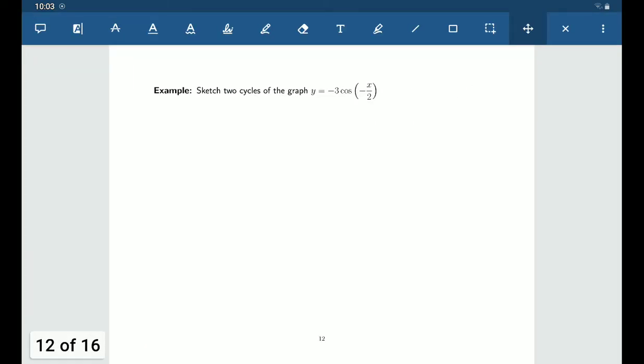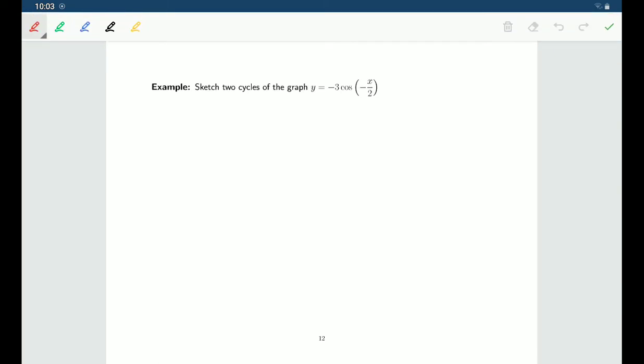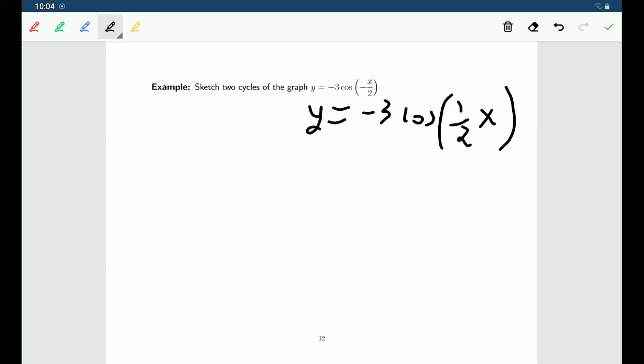Okay, one more. Sketching two cycles of the graph y equals negative 3 cos of negative x over 2. Now, for this one, we remind ourselves that cosine is even. Cos of negative x is the same thing as cos of positive x. So we can say that actually we will be graphing negative 3 cos of x over 2, which you might find easier to think of as half x.